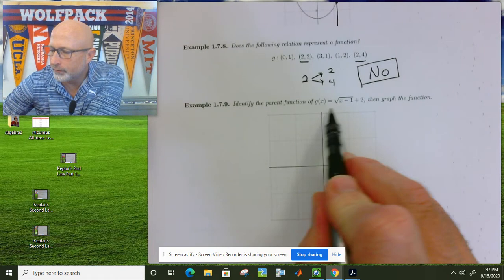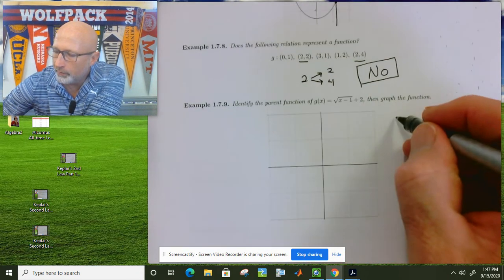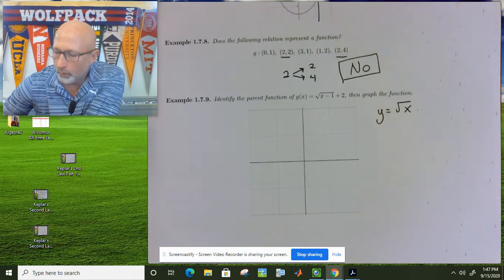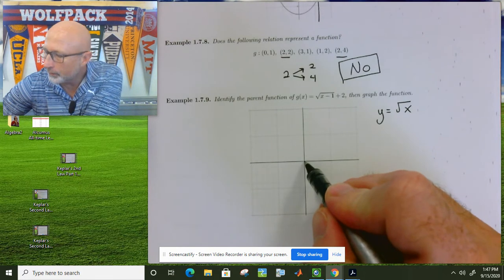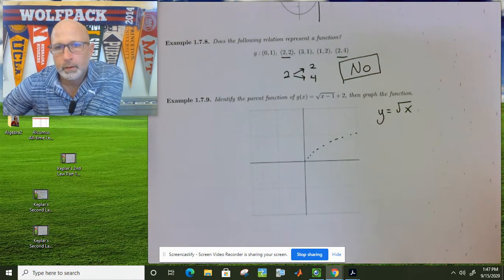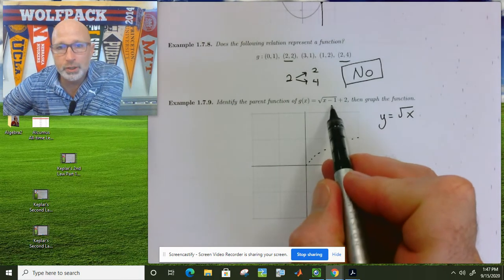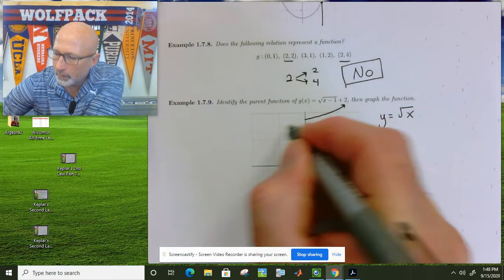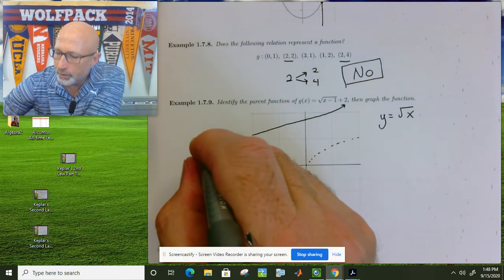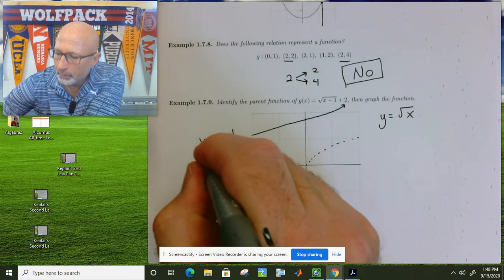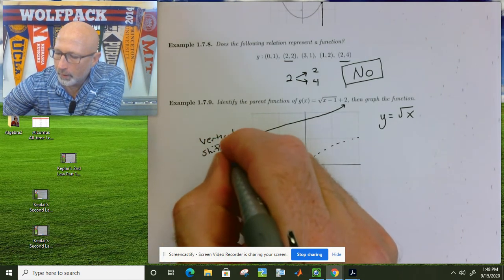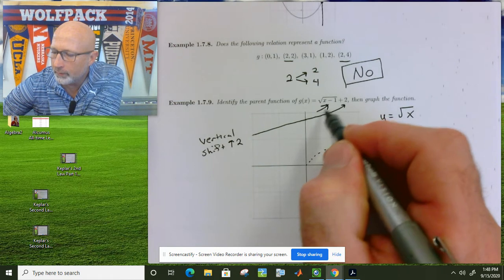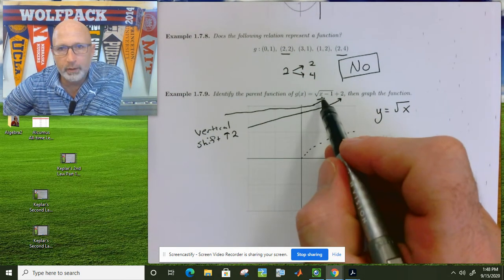Okay, identify the parent function of g of x equal to the square root of x minus 1, plus 2. So hopefully you recognize that y is equal to the square root of x is the parent function. So normally when you graph this function, it looks like this. But then we have to determine what the translation is. Okay, so the plus 2 on the outside, this is a vertical shift up 2.